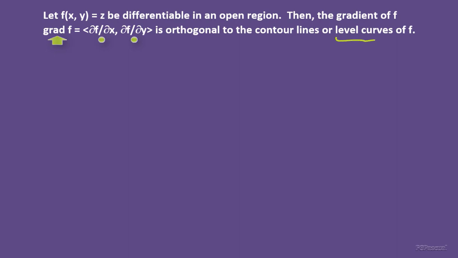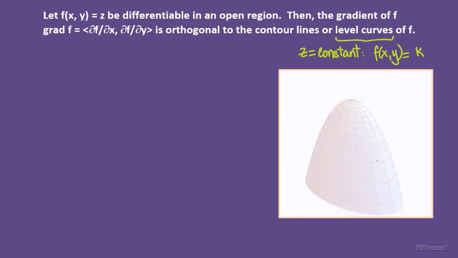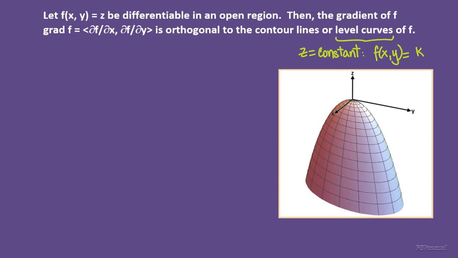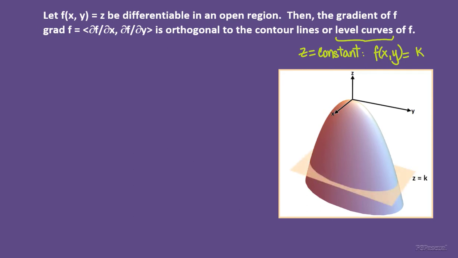We obtain level curves for f by setting z to be equal to some constant. Hence, the equation of a level curve is f(x, y) = k, a constant, which we call k. Suppose that the graph of f is the surface shown on the right. Geometrically, f(x, y) = k on the surface means that we take the horizontal plane z = k and intersect it with the surface.